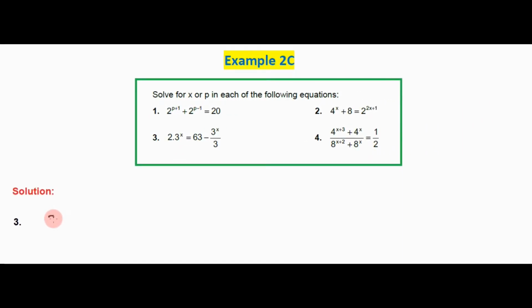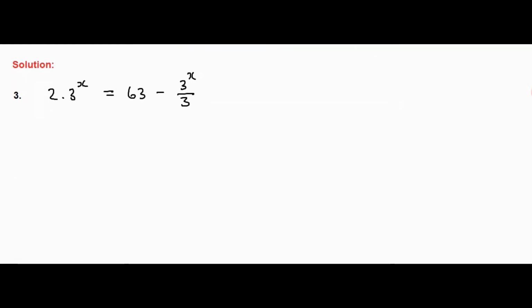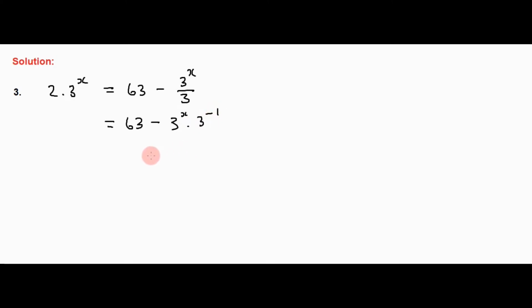In number 3, we have 2 times 3 to the x equals 63 minus 3 to the x over 3. There are several ways in which we can proceed here, but I'm going to rewrite the second term on the right-hand side as 3 to the x times 3 to the negative 1. Now we're going to bring all the terms containing x to the left-hand side. So it's 2 times 3 to the x plus 3 to the x times 3 to the negative 1, and this is equal to 63.